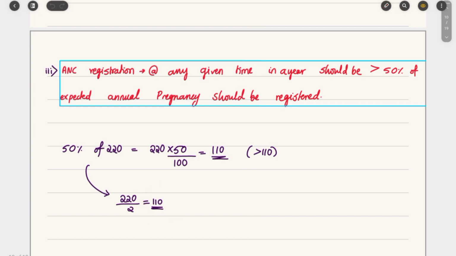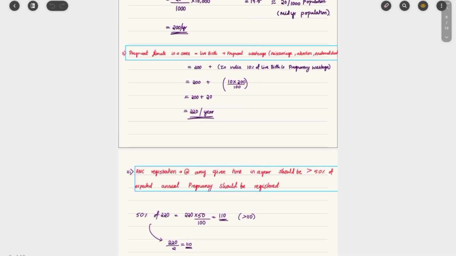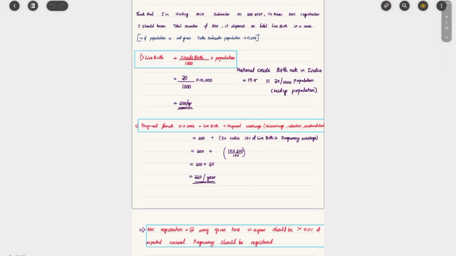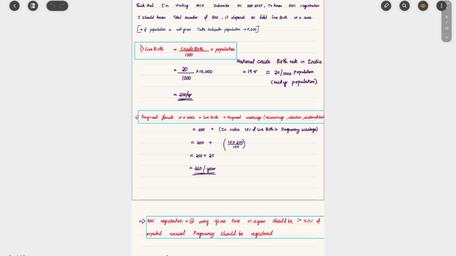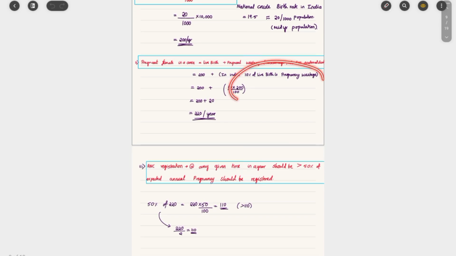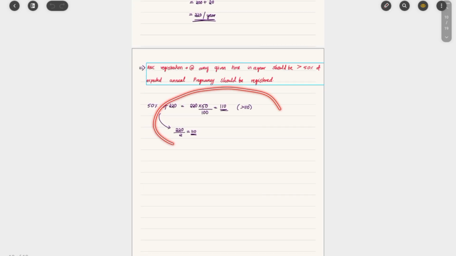Okay, yes, I think you understood. If any doubts, please comment so that I can again stress upon the question. This type of question they might ask sometimes, we can't predict. Okay, so this is an easy question, but some things you have to remember, like crude birth rate, and 10% of the live births is the wastage, and 50% should be registered whenever you go.